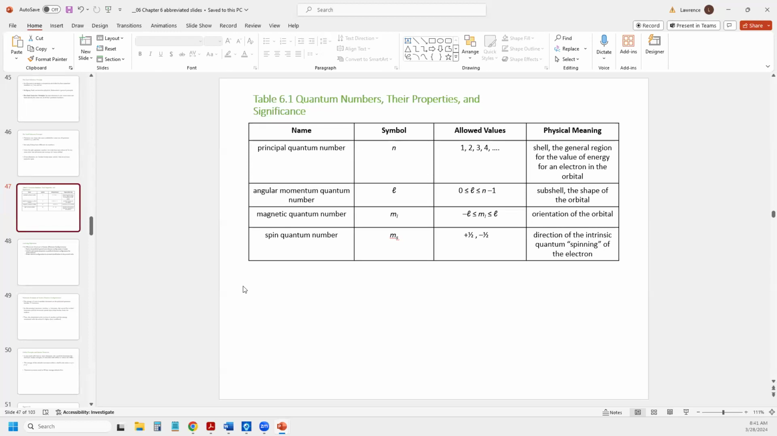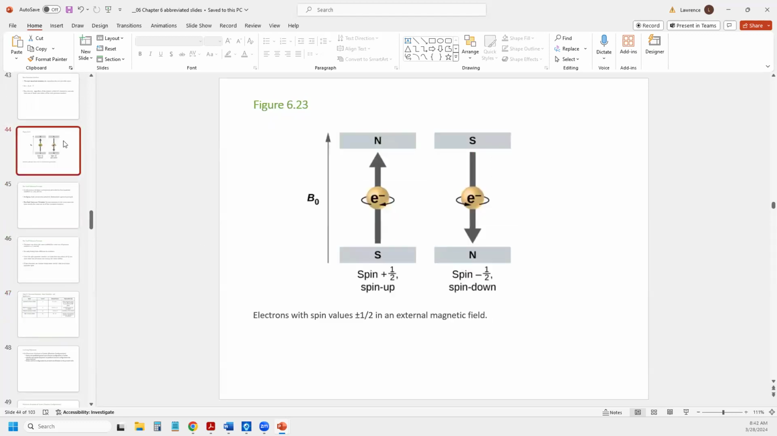Yeah. If you go back to figure 6.23, what does that B stand for? Oh, that's magnetic field. Yeah, B0 is magnetic field direction. Yeah, thanks for asking that.